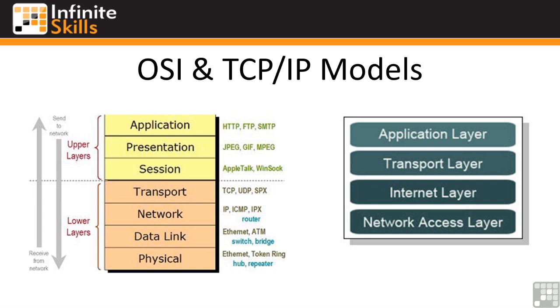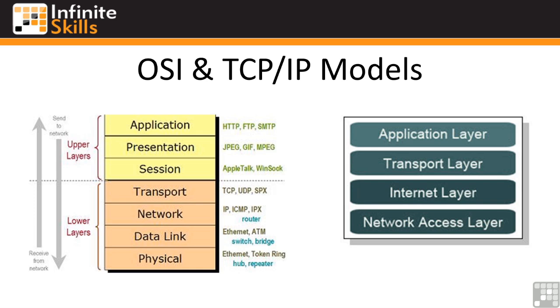And to the right-hand side of the names of the different layers, you'll see examples of those particular layers. So at the physical layer, you would have, for example, Ethernet or token ring, and those are protocols. Also, a hub or a repeater or a network interface card would be considered something at the physical layer. At the data link layer, again, we're talking about Ethernet, a different component of Ethernet. We're also talking about ATM, and switches and bridges also exist at the data link layer. In other words, they operate at layer 2.